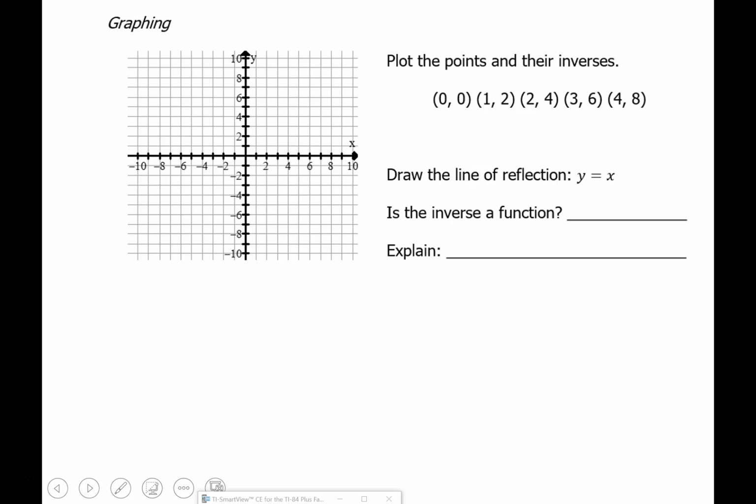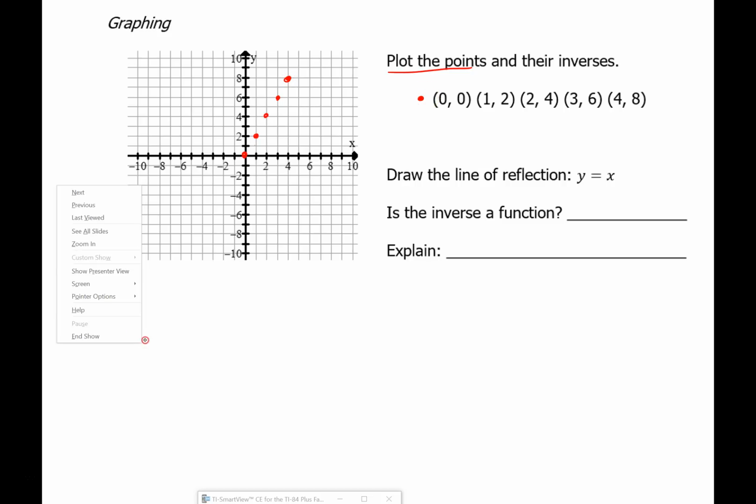So let's look at a graph. First, let's plot all of these points so we can see what it looks like graphically, and then we're going to find the inverses. So we're going to plot (0, 0), (1, 2), (2, 4), (3, 6), and (4, 8). All right, so we plotted all of those.